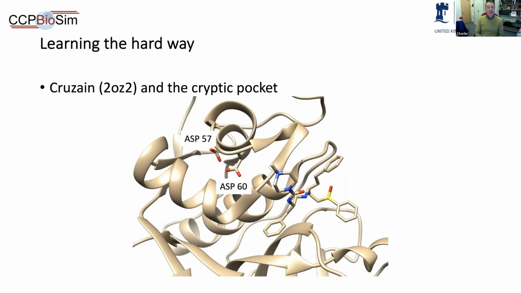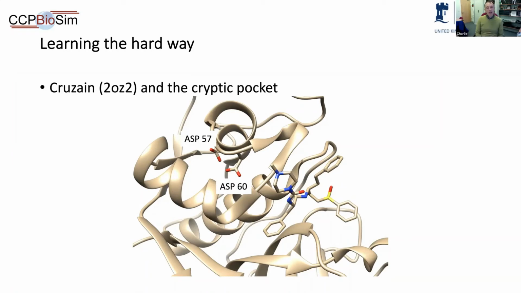And actually in space, in 3 dimensions, the 2 side chains are very close to each other. Now, in our modeling, we'd used a standard molecular modeling package, which had automatically assumed that aspartic acids exist in the ionized state as CO2 minus. So that put 2 CO2 minus groups very close together.